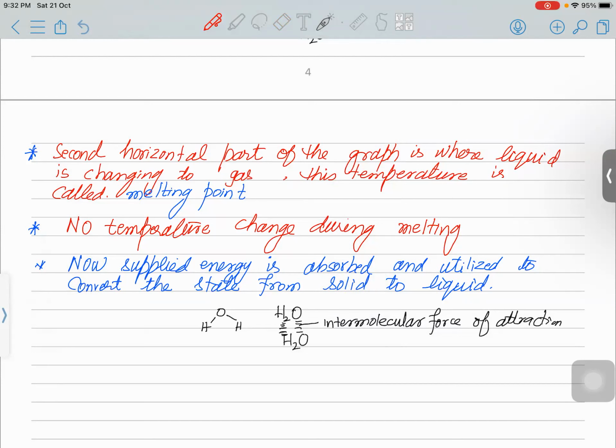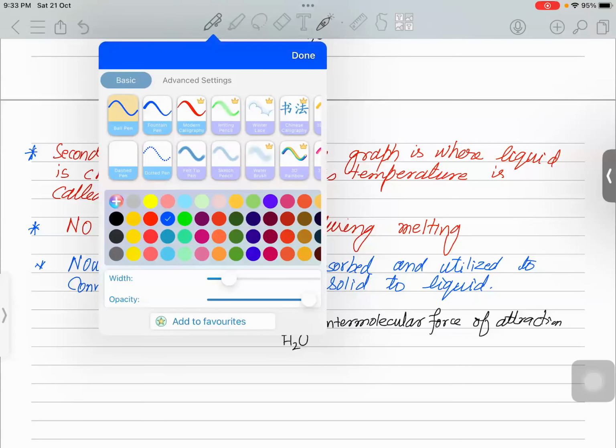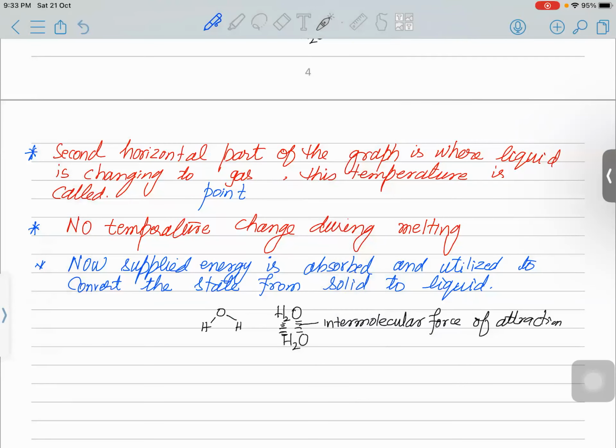This temperature is called, yes, Saad, this temperature is called the boiling point. No temperature change during boiling. Now the supplied energy is absorbed and utilized to convert the state from liquid to gas. Liquid to gas.